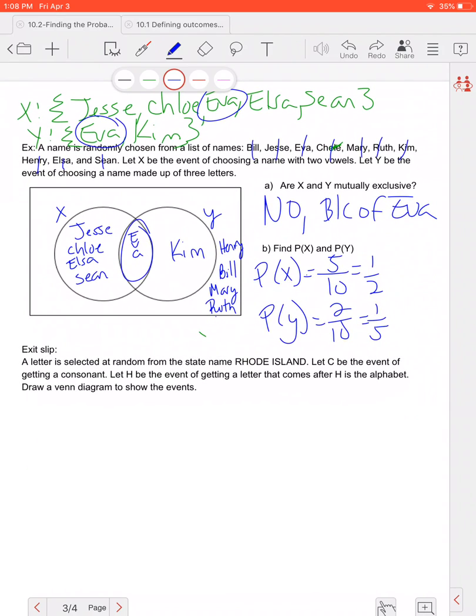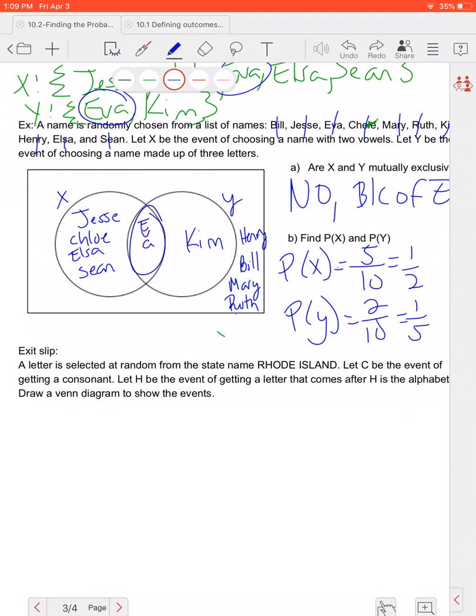So it says A is a letter selected at random from the state name Rhode Island. Let C be the event of getting a consonant, and let H be the event of getting a letter that comes after H in the alphabet. Draw a Venn diagram to show the events. So again, I'm going to say, all right, H is the event of getting a letter after H, and C is getting a consonant.